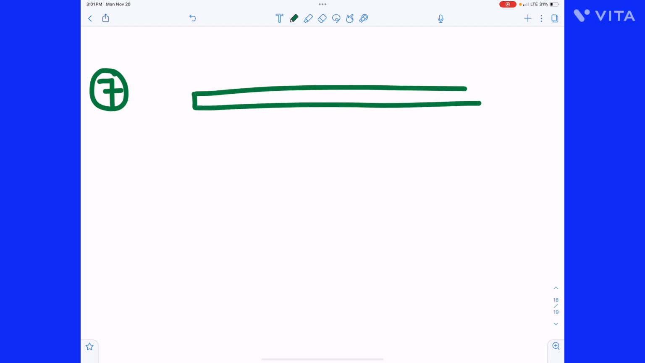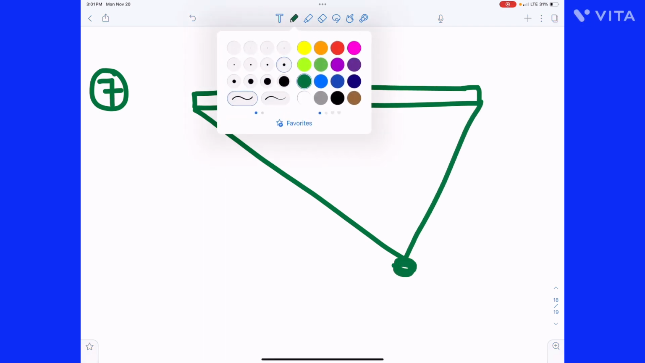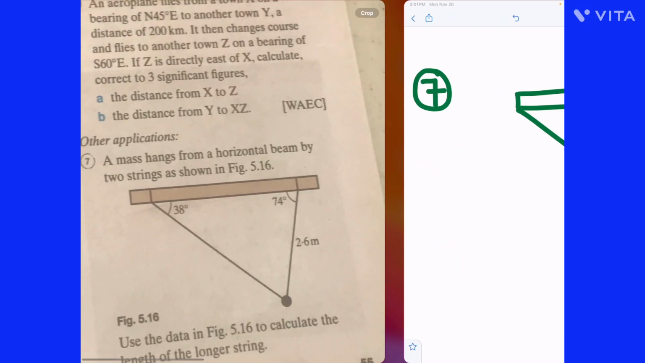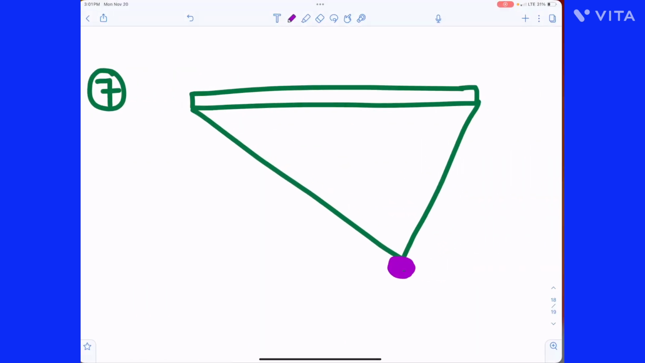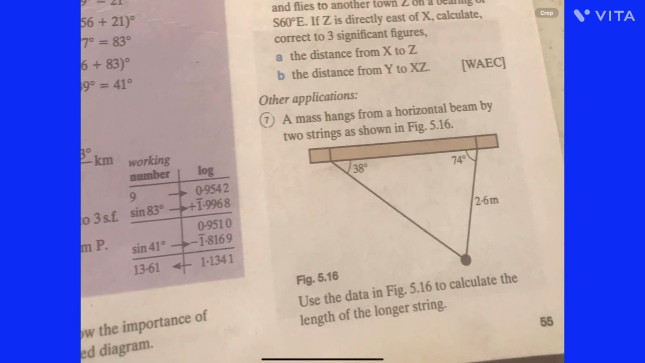So this is the horizontal beam, and this is the mast hanging on the beam by two strings. The measurements are 2.6 meters, 74 degrees, 74 degrees, and 38 degrees. So the question says we should use the data to calculate the length of the longest string.